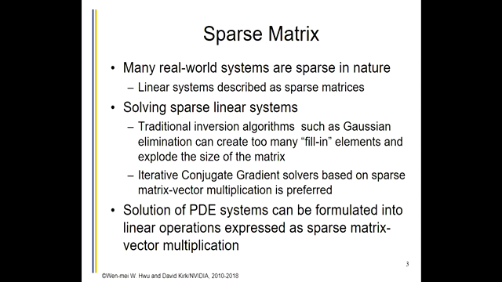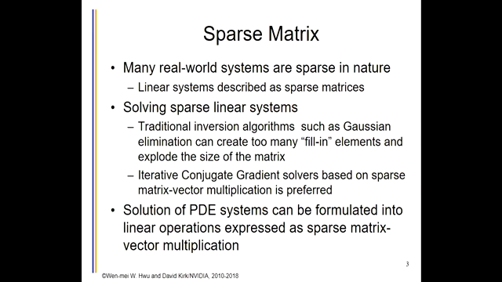So this is called an iterative solver, and the most frequently used method is iterative conjugate gradient. And essentially, at every iteration, you use a method to estimate what kind of adjustment you need to make to the guessed x values for the next iteration, and hopefully you will converge to the right solution. So the solution of partial differential equation systems and so on can be formulated into linear operations expressed as sparse matrix vector multiplication. So that's why in the engineering world, sparse matrix vector multiplication has been used extensively over the past several decades.